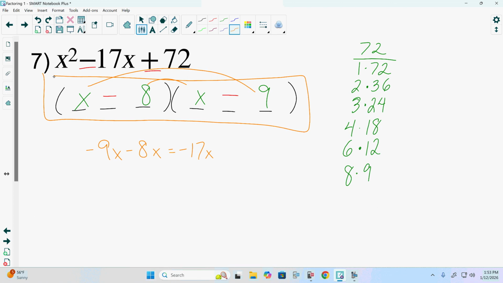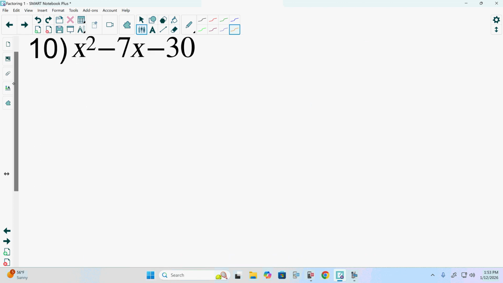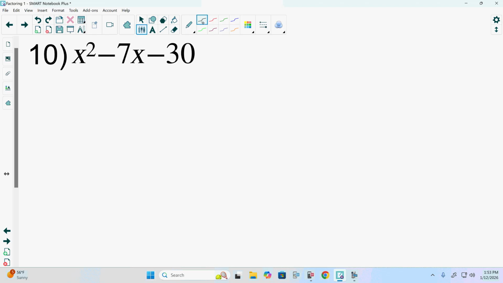Questions on any of this so far? All right. x squared minus 7x minus 30. Is there a greatest common factor? Nope. So we'll have our 2 sets of parentheses with 3 spaces.